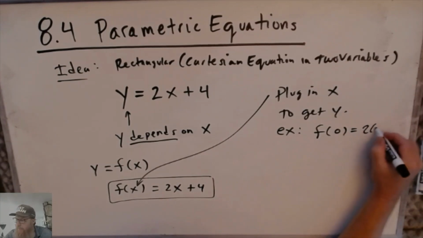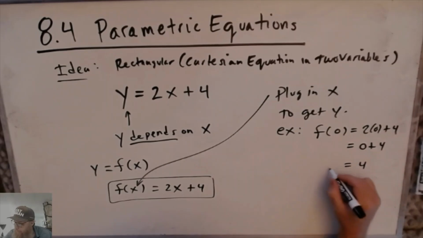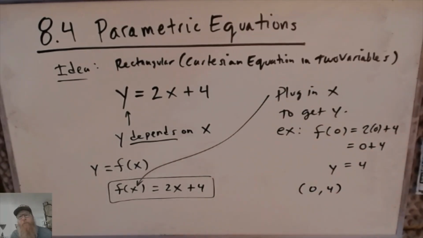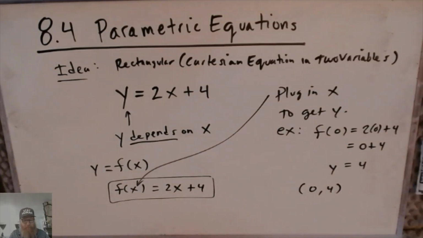get 2 times 0 plus 4, which is 4. And so we would say that this is the point x equals 0 and y equals 4. Yeah. But that point is sort of static. It's fixed in time, and it was dependent upon what the value of x was. And so you could do this for various points. Let's plug in, I don't know, x equals 1. No reason to get too crazy with it.